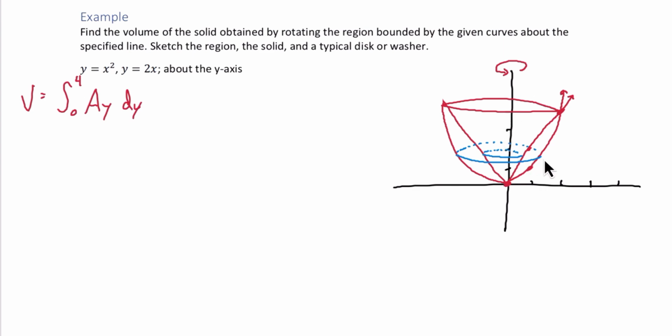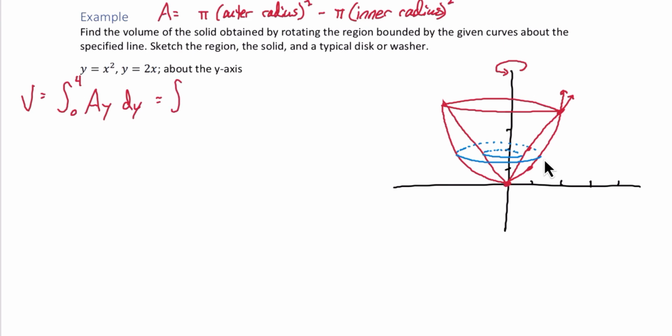So to find the area of a washer, we're going to do pi times the outer radius squared. Then we'll subtract the pi times inner radius squared. And that will give us the area of that washer.